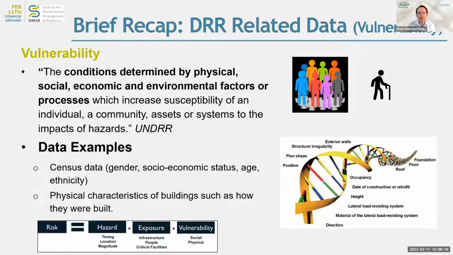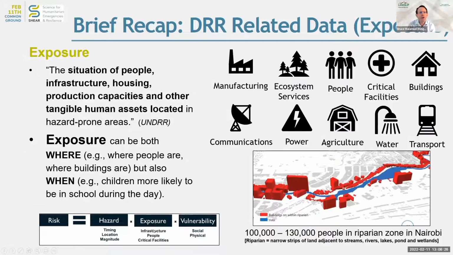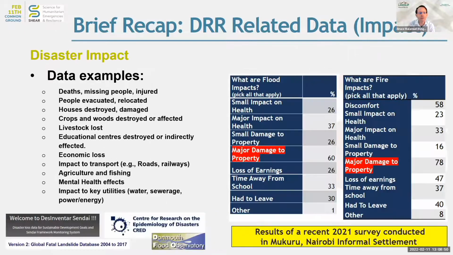We have vulnerability, and these are the characteristics of the people or the infrastructure, census data, physical characteristics. We have exposure, and this would be the assets that might be harmed. And so we have ecosystem services and people and power. And it's both where people are and when they are. And both vulnerability and the exposure can be dynamic in time. And this is something that has come up in a lot of the grants.